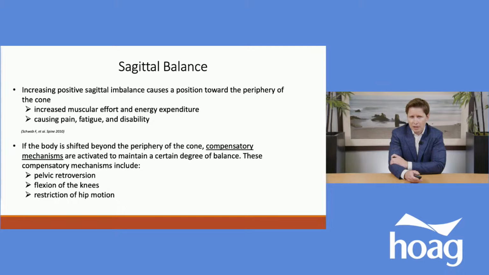to maintain our balance. Gravity is always going to be pushing us forward, and we're always going to be resisting the effect of gravity. The way that we maintain our balance in this particular situation is through certain types of compensatory mechanisms. The first of which involves retroverting our pelvis. The second involves flexion of the knees, and then further down the line, extension of our ankles.